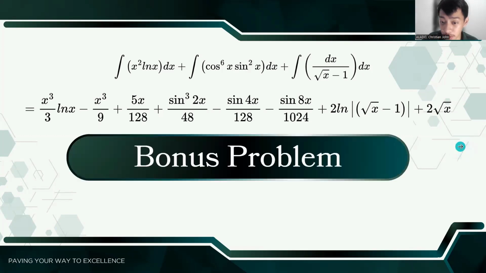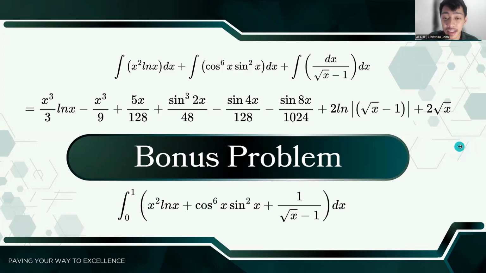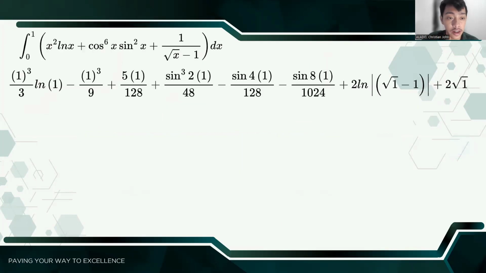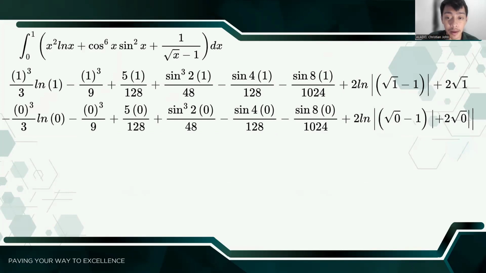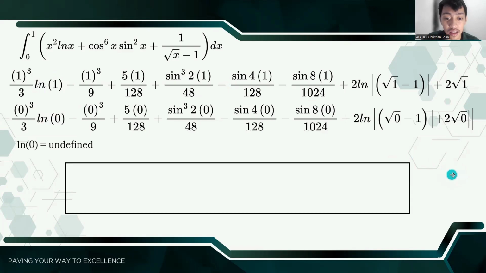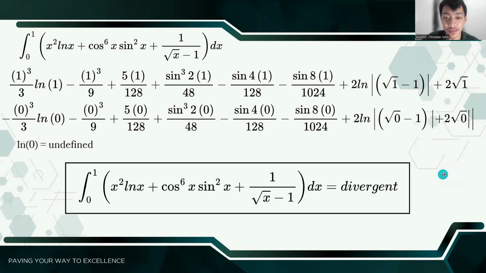Now, for our bonus problem, we take the definite integral of the equation from 0 to 1. To do that, we just have to substitute 0 and 1 from the integral that we got, which gives us here our upper limit minus lower limit, substituting their values. However, if you've observed, we have here for our first term in the lower limit an ln of 0. And as we know, ln of 0 is undefined, meaning that our integral is divergent.